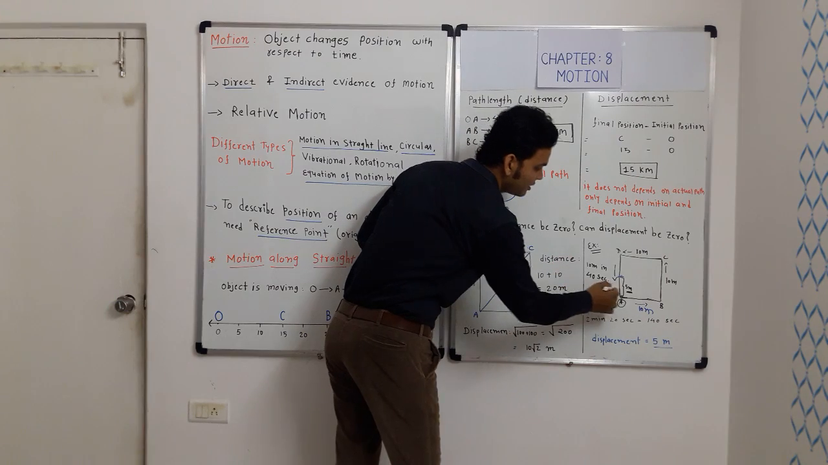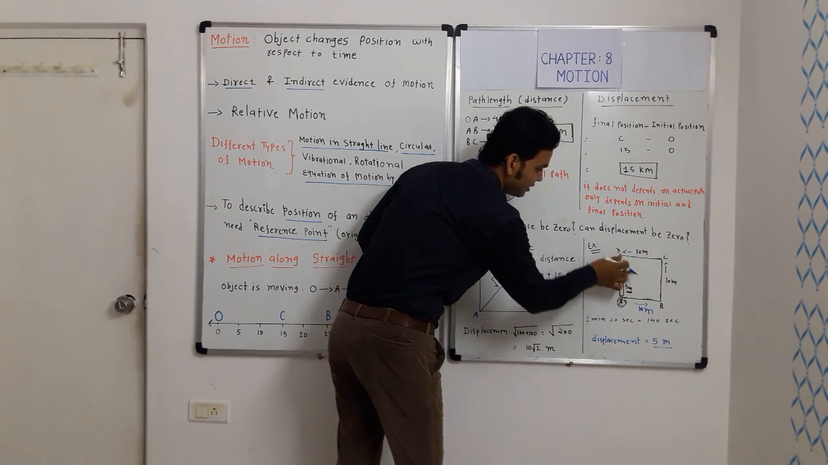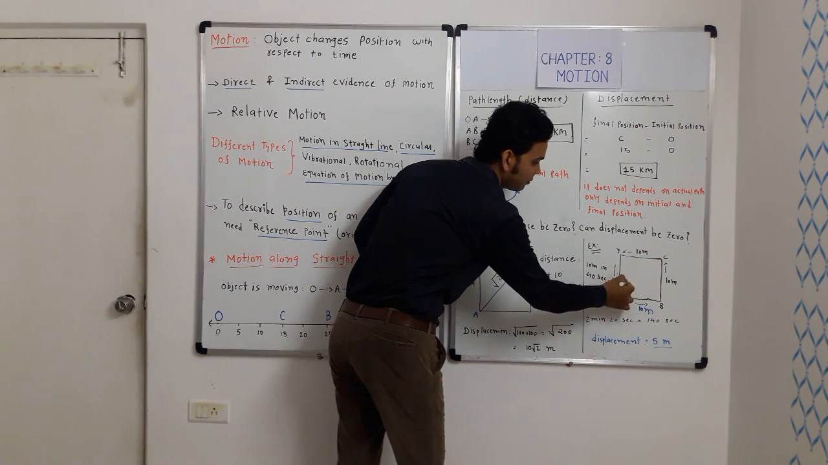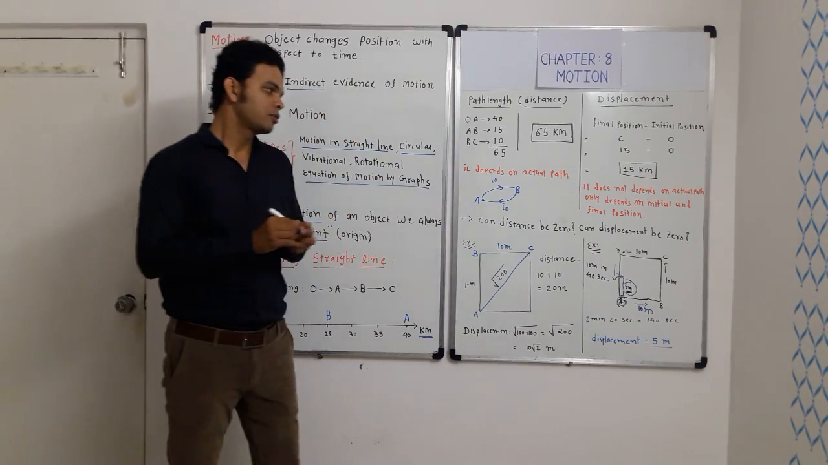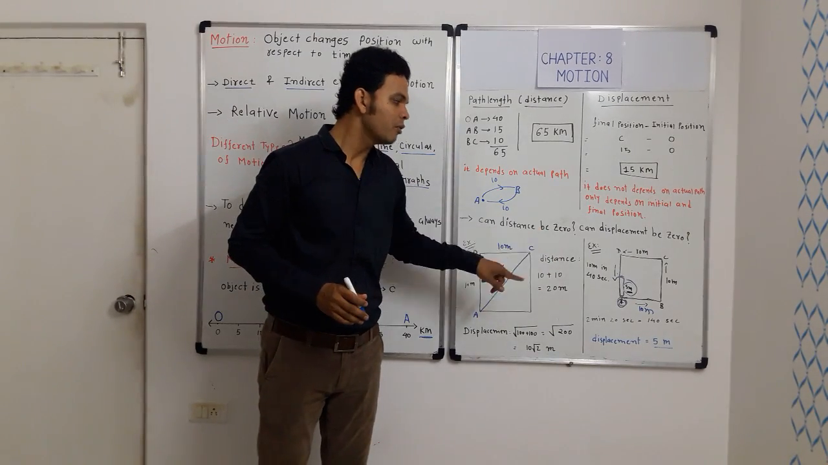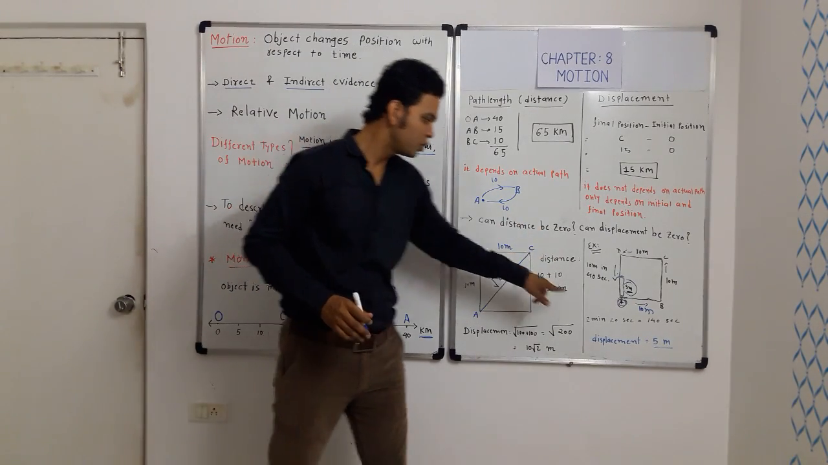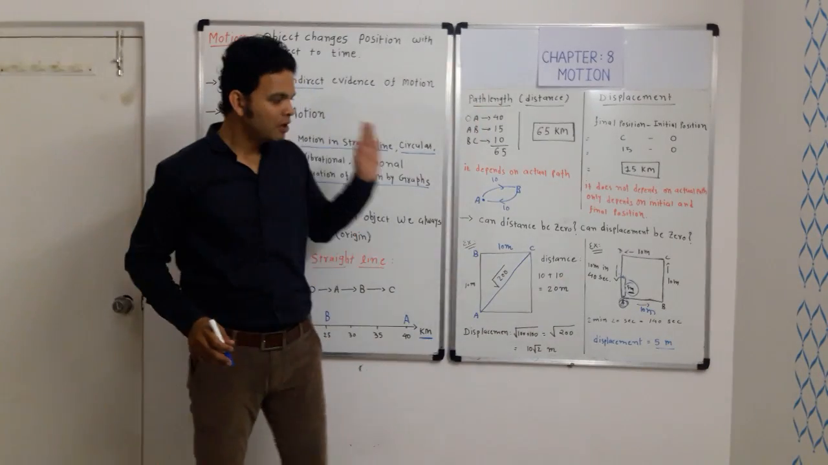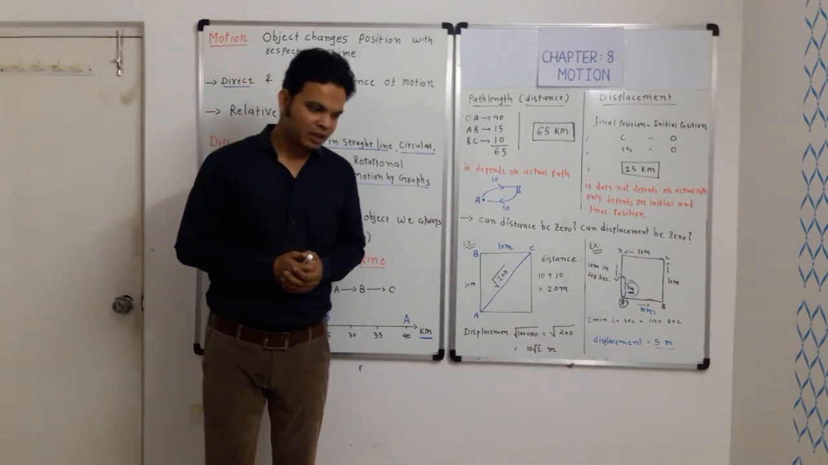So what is the distance between point A and this? This is half of total. It is 5 meter. Okay. So displacement in 140 second, that means 2 minute 20 second, is just 5 meter.